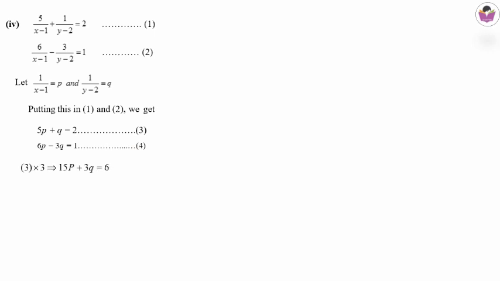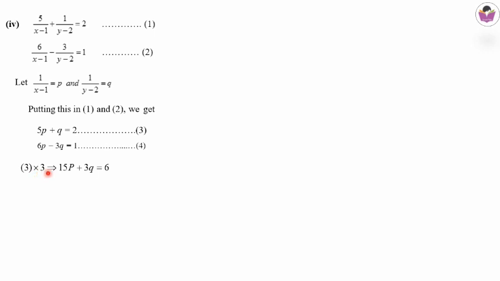Now we have to solve the equations. Equation number 3 is multiplied with 3, using the equating coefficients method, because 3 is there in the fourth equation also. If I make it 3 here, we can equate the q coefficients. Once again, if you feel it is difficult, you can go for the cross multiplication method or any other method to solve these equations.